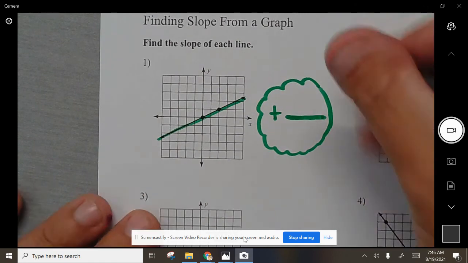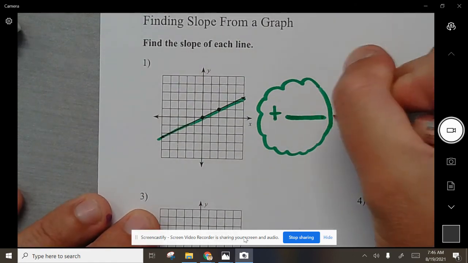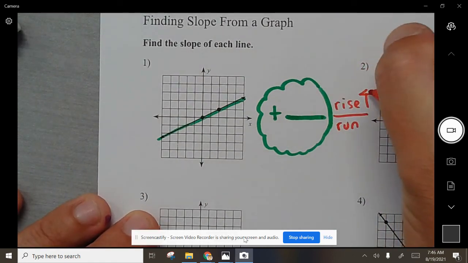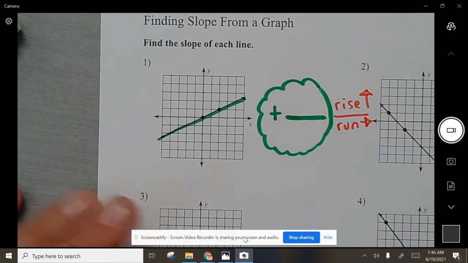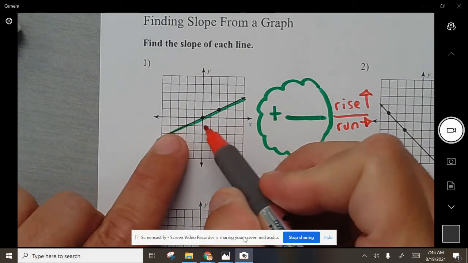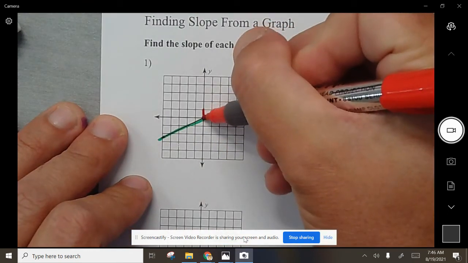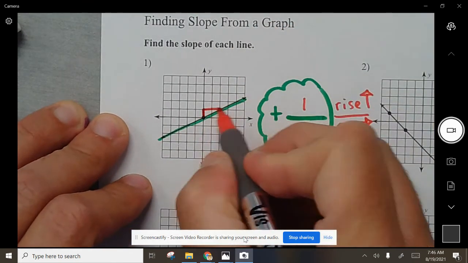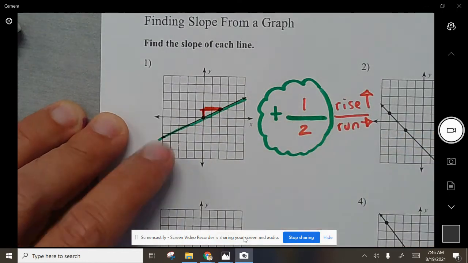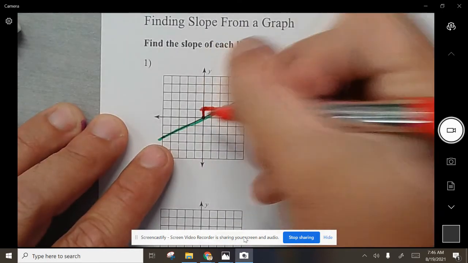What are we rising? What are we running? What are we going to rise? And what are we going to run? And where do we start? We always start with the farthest left point. Like reading a book, reading a line, we start farthest left and we try to make our way. So we're going to rise 1, and we're going to run 2, and you're good to go. That's all you have to do.